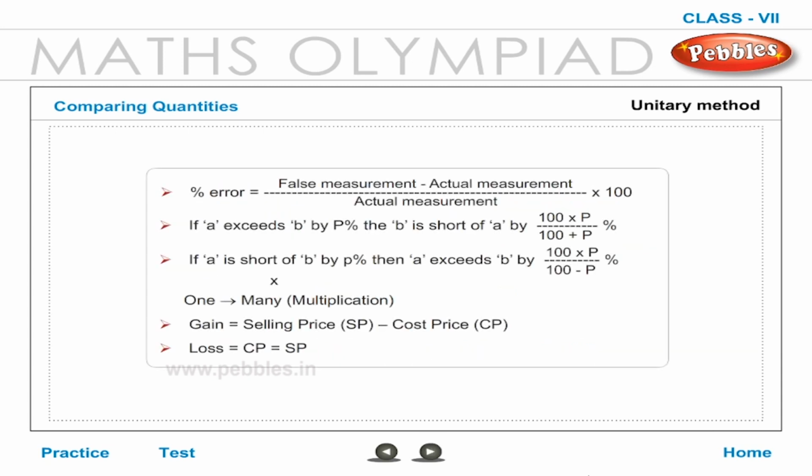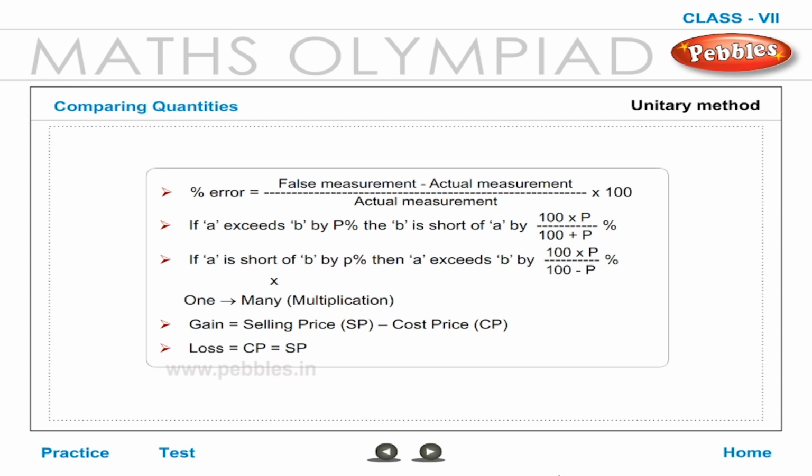Percentage error is equal to (false measurement − actual measurement) divided by actual measurement × 100. If A exceeds B by p percentage, then B is short of A by 100 × p/(100+p) percentage. If A is short of B by p percentage, then A exceeds B by 100 × p/(100−p) percentage.